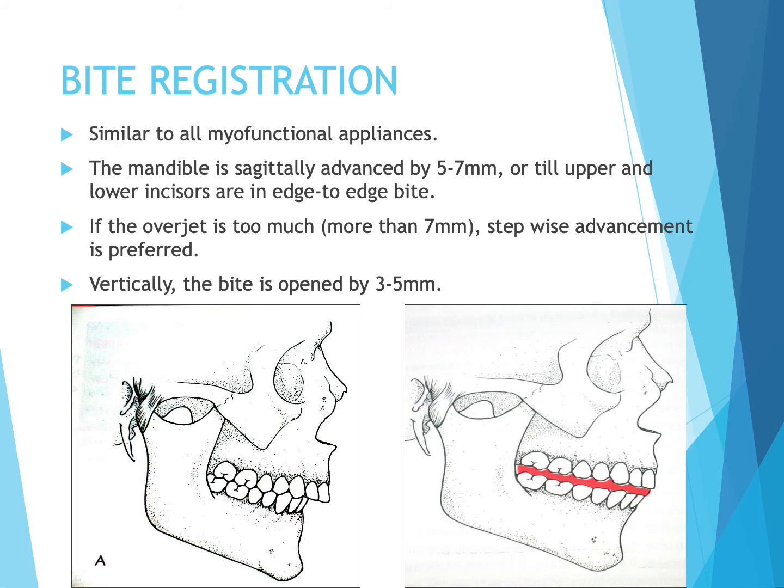This stepwise advancement is done by asking the patient to move the mandible forward to get another 7 mm advancement, so that only then will we get the upper and lower incisors in an edge-to-edge bite. Because initially the patient has a 14 mm overjet and he or she cannot protrude to 14 mm, but can only protrude to 7 mm. So they need to advance twice.